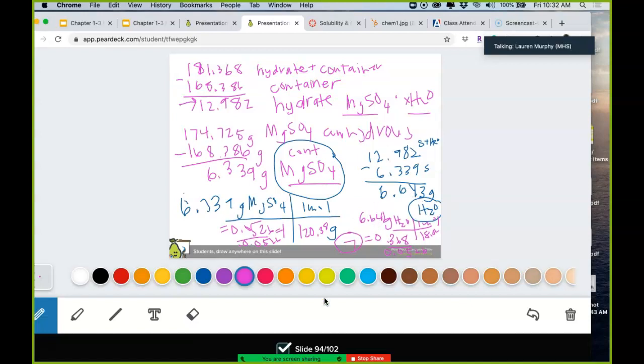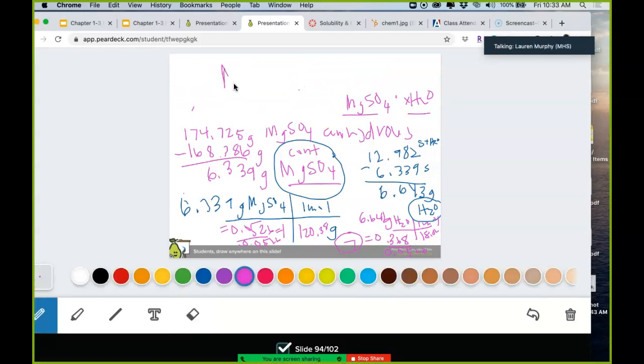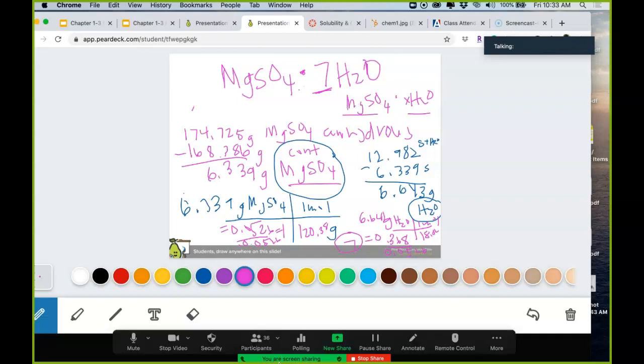So what is the formula? Well, let me go up here. The formula is you write 1 magnesium sulfate, MgSO4, and then you draw this little dot, and there are 7 waters. So its name would be magnesium sulfate heptahydrate, because hepta is the prefix for 7. So you just did an empirical formula for a hydrate now instead of just a single compound. How are we doing? Any questions so far?